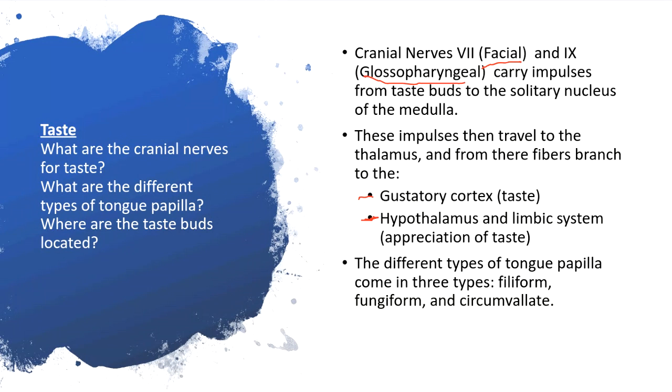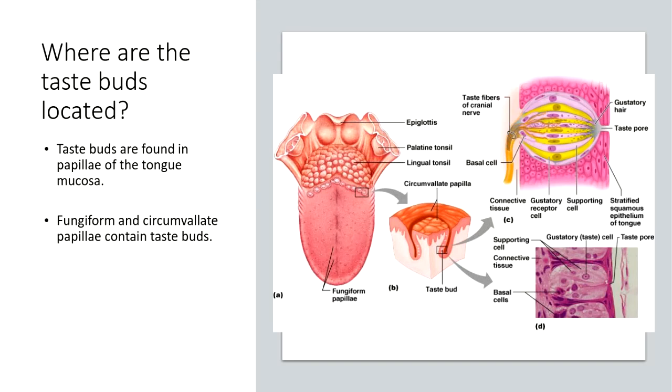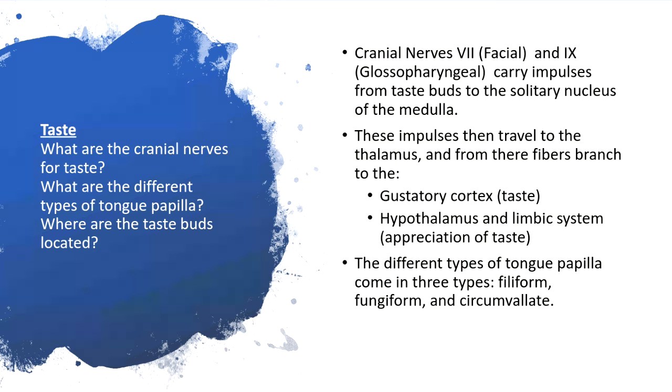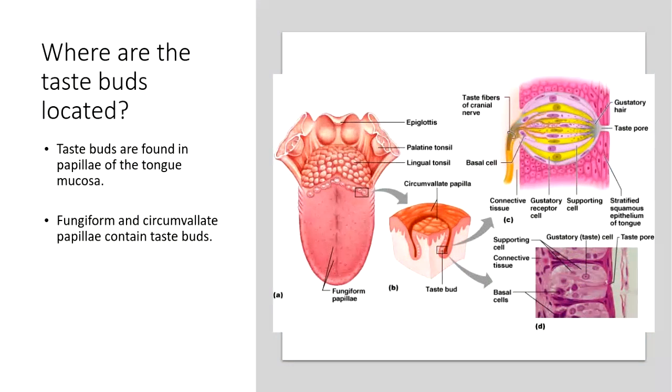All right. The different types of tongue papilla are these three things here: filiform, fungiform, and circumvallate. So here we go. We have the fungiform, which is most of the papilla on our tongue. Then we have the circumvallate, which are back here, kind of deeper into the mouth. And they call it circumvallate because they literally make circles. And then we have our filiform, which is not really pictured here.